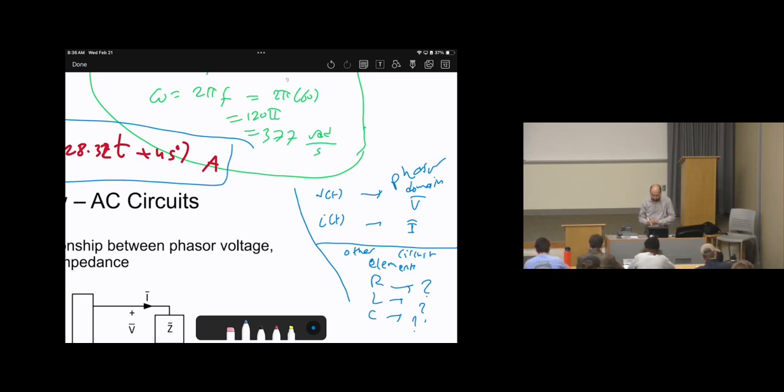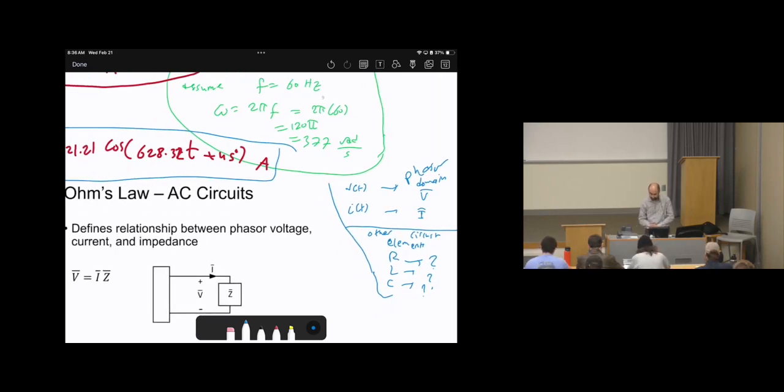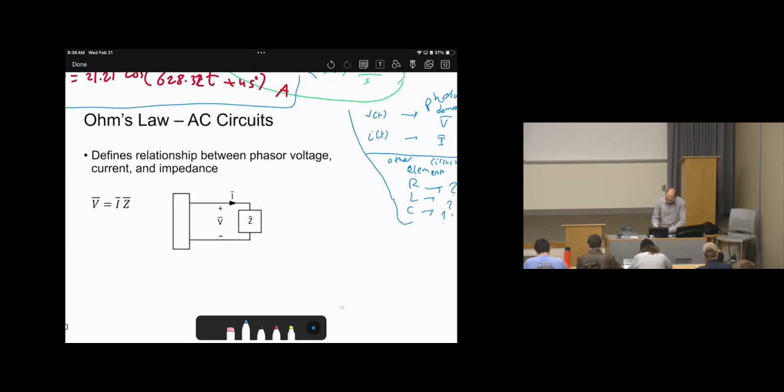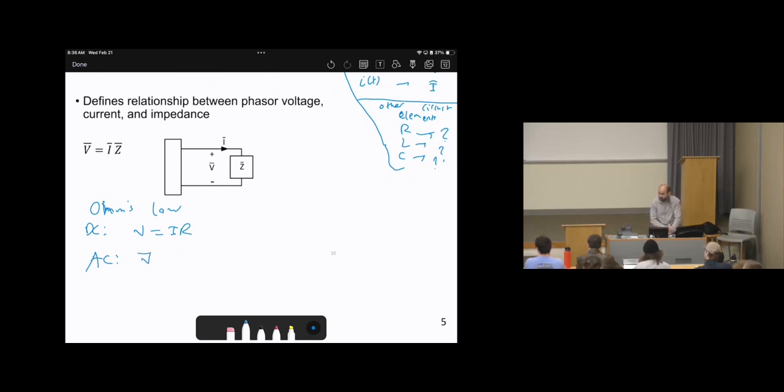Okay. So before discussing how we can do this, let's look at Ohm's law. We know in Ohm's law in DC, V equals I times R. In AC, V is a complex number. Is this correct? I is a complex number, right? What will happen to R? What do you think R will be? A complex number as well. Is this correct?